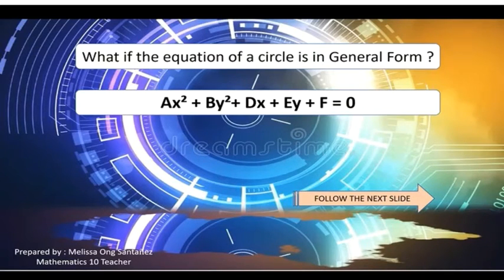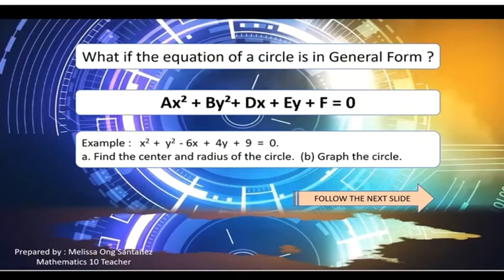It's quite long, but we can solve it one at a time so you would know how to get the center and radius, because we can't see it directly. Also take note that a, b, d, e, and f should be all real numbers. Let's have an example so you can see how to get this done. Example: our equation is x squared plus y squared minus 6x plus 4y plus 9 is equal to 0. And you are being asked to find the center and the radius of the circle of that equation.